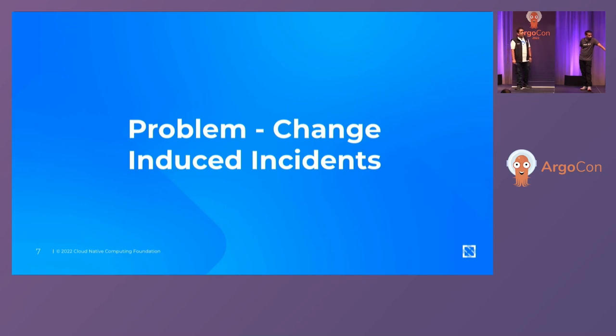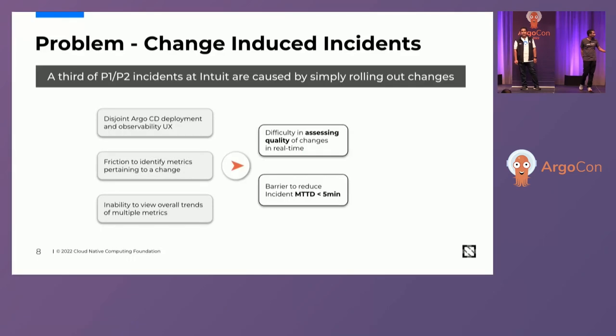So now let me talk about the problem which we are tackling. As Pratik mentioned in today's keynote, operational excellence is one of the priorities at Intuit. We want to ensure that all our core capabilities are always available, and we also want to ensure that if we have incidents, hopefully we don't, our MTTD and MTTR is manageable. So when we looked into the data, we figured out that a third of our incidents were caused because of change. And we wanted to address that.